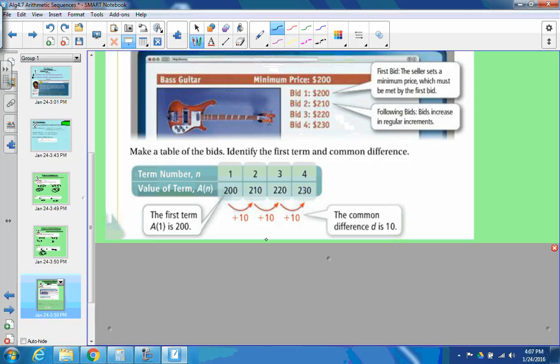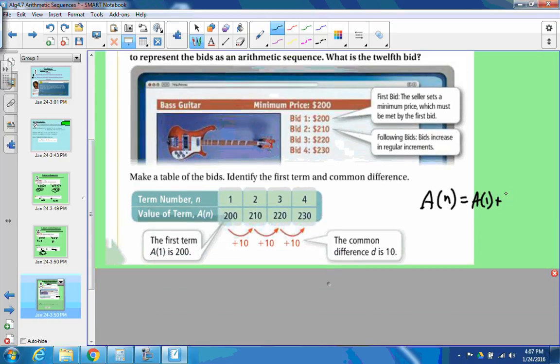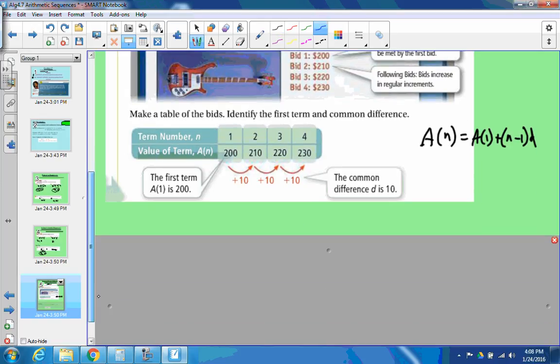So let's use our formula. We're going to find the 12th term, but we'll do a sub n first. a sub n equals a sub 1, the first term, and then I think it's plus or minus. Plus (n minus 1) times d. So instead of that, we're going to actually fill in some things here. We want to find the 12th term.